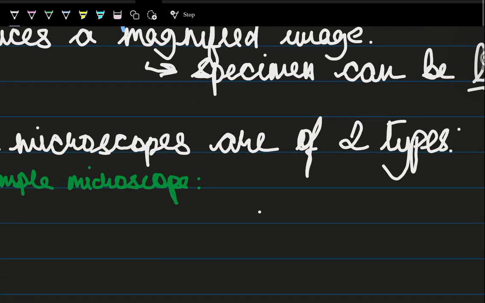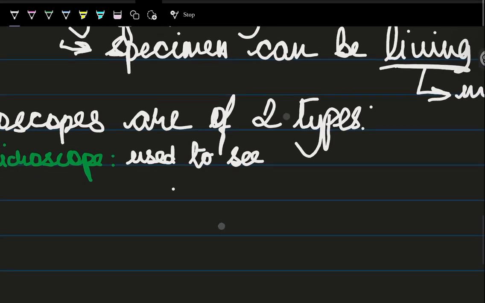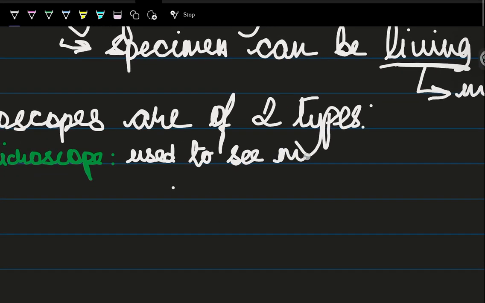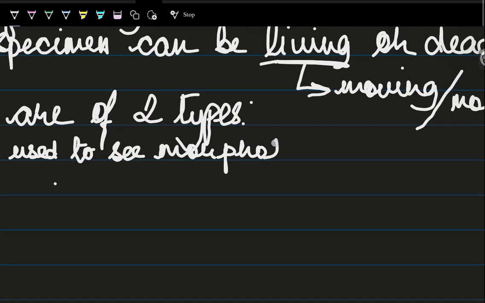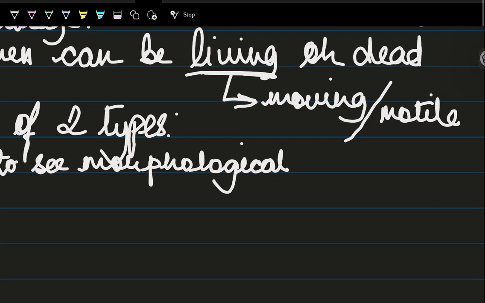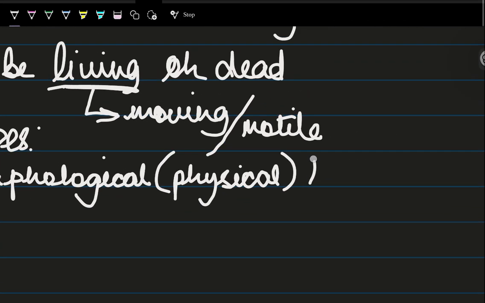So a simple microscope is used to see the surface structure of an organism, used to see the surface, or if you want to use a better word, the morphological features. Morphological basically means physical, so physical features or physical structures of a specimen.